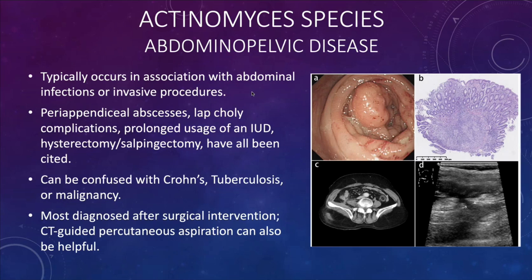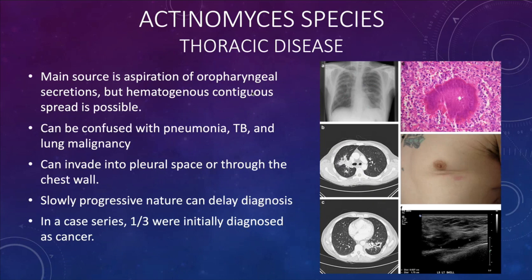And many cases are diagnosed when, let's say, somebody's suspected of having a malignancy and they get a laparoscopic procedure or an exploratory surgery, and it's diagnosed after surgery. CT-guided percutaneous aspiration can also be very helpful. Now, what about thoracic disease? Believe it or not, we do see thoracic disease with some frequency.